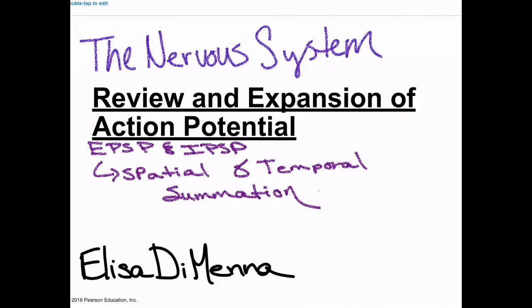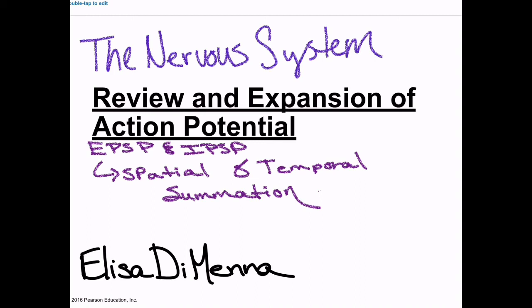Hey everyone, I'm back. We are doing the nervous system right now, and we are talking a little bit more about some of the finer points of the action potential. Right now we're also looking at excitatory postsynaptic potentials, EPSPs, and inhibitory postsynaptic potentials, IPSPs.